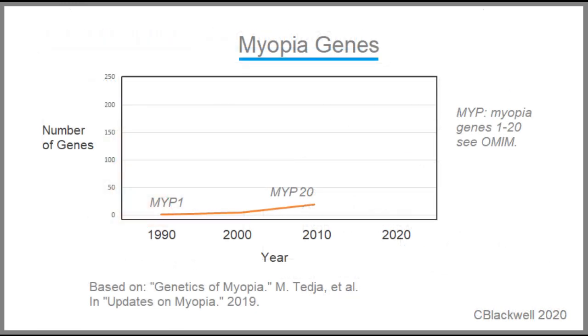Up to 2010, linkage studies had identified 20 myopia-related genes. Since then, another technique, the genome-wide study, has yielded a great increase in the number of associated genes.